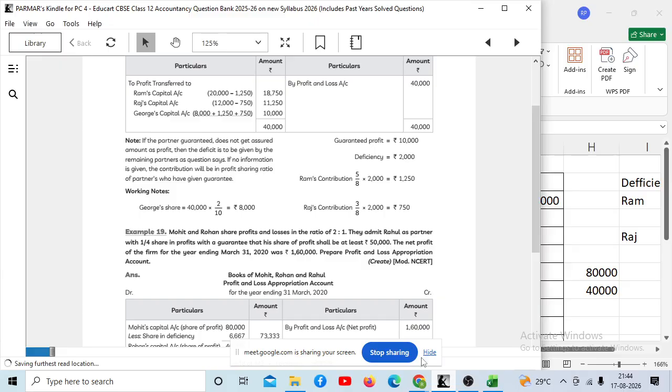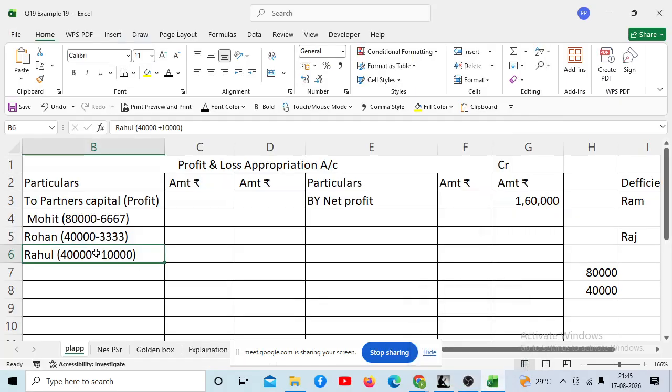Now let us go to the question. How much guarantee had we given him? Tell me. How much guarantee is given? One fourth share in profit. No, no. 50,000. 50,000, right? So how much is he actually getting?